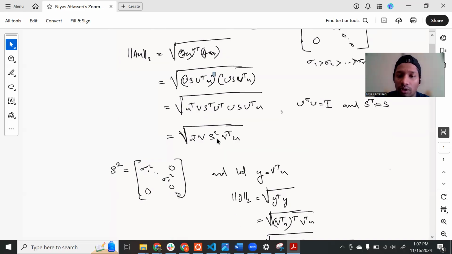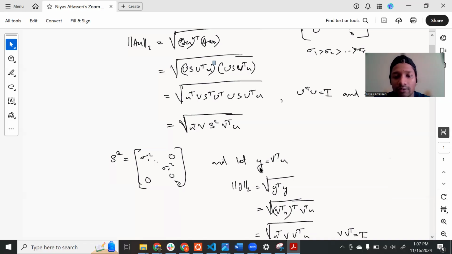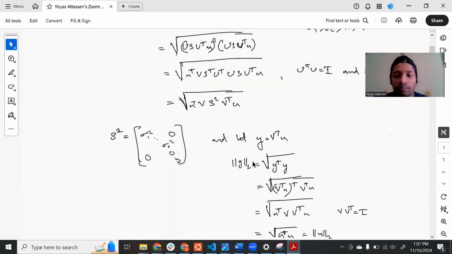Now, we're going to do a change of variable. We're considering V transpose u. u is a vector, V is a matrix. We take V transpose u as a new vector, which is called y. So y is equal to V transpose u.